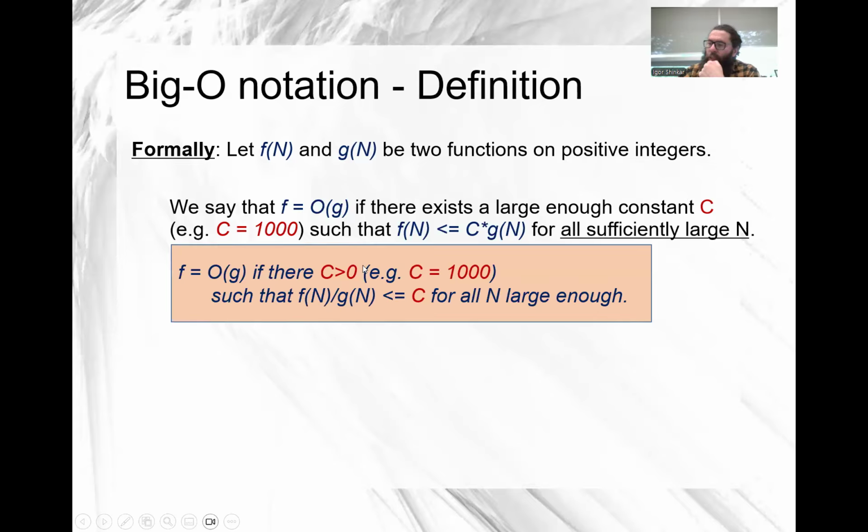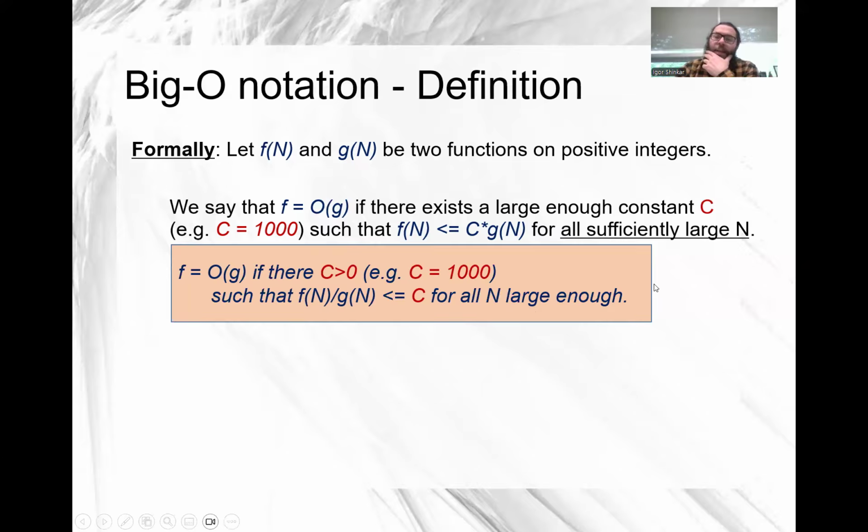Maybe another way to see it is, it's an equivalent definition. Let me divide both sides by g of n, and here's what we'll get. So f, we define it to be order of g, or essentially upper bounded by g, if there is some constant c such that f divided by g is less than c for all n large enough. Okay, so what does it mean, all n large enough?